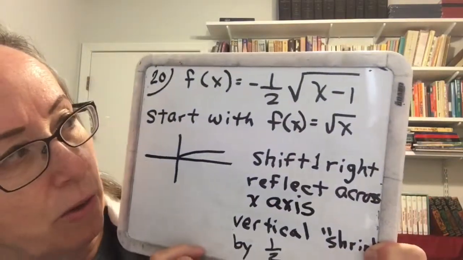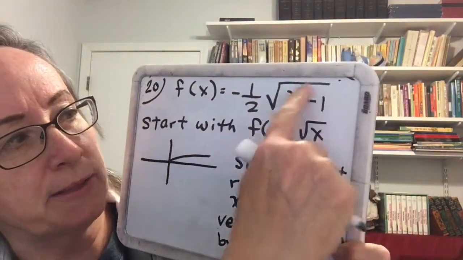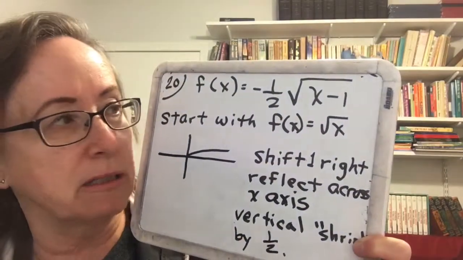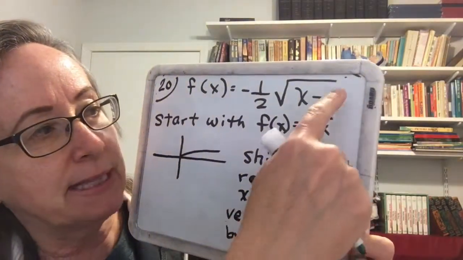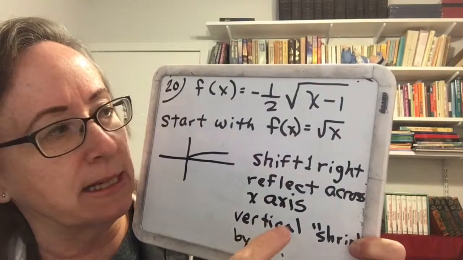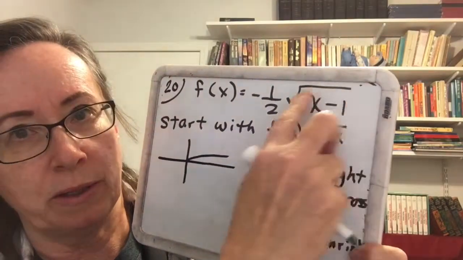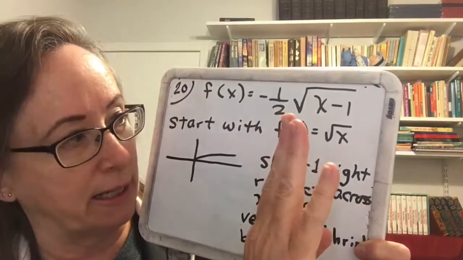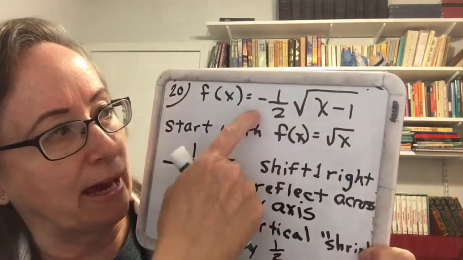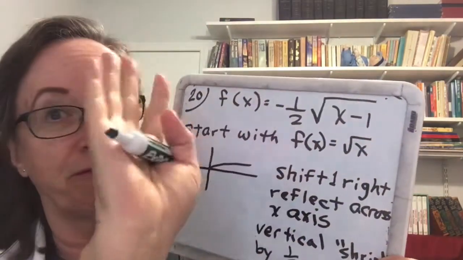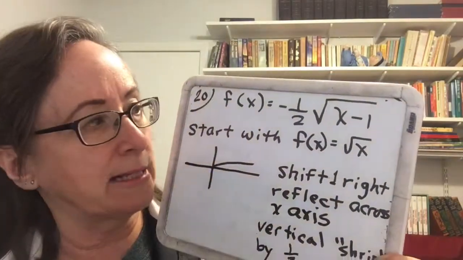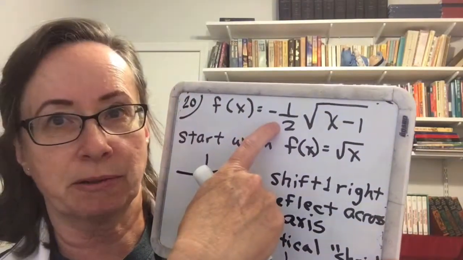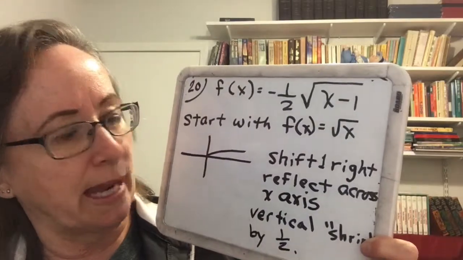Okay, so remember when we have something happening inside the function, it's going to move it left or right. In this case, it's going to move to the right because 1 would make this go to 0. So we're going to move everything to the right 1, and then it's going to have a vertical reflection across the x-axis and a compression by a factor of 1/2.